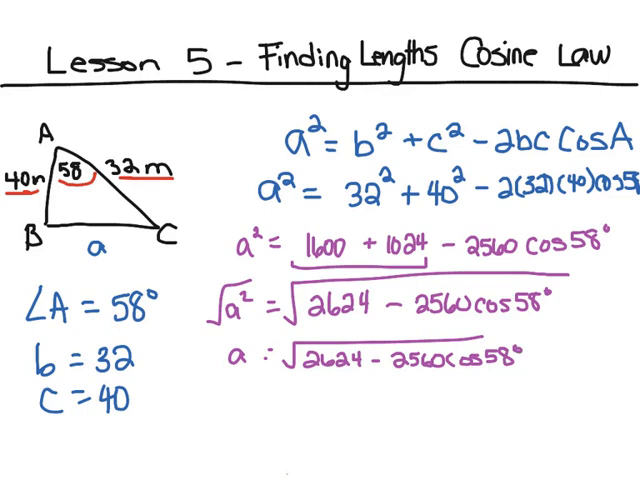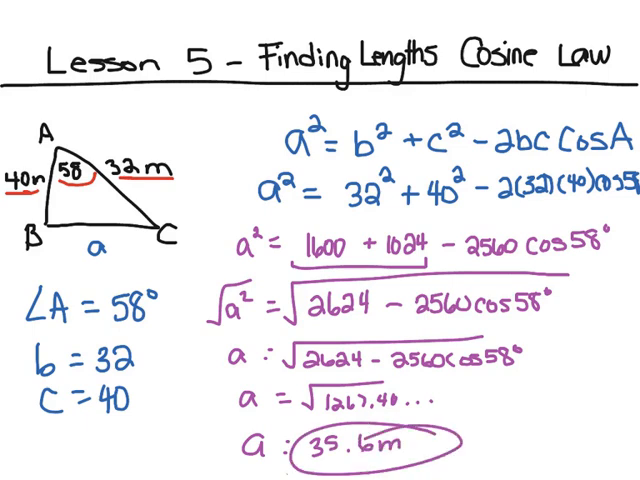Type this into your calculator. You should write 2624 minus 2560 cos 58. And depending on your calculator, it might be different. Equals, and you should get 1267.40 something. So you take the square root of that. So push the square root button, and you should get 35.6 meters. So that's your final answer for A. For the length of BC or CB is 35.6.